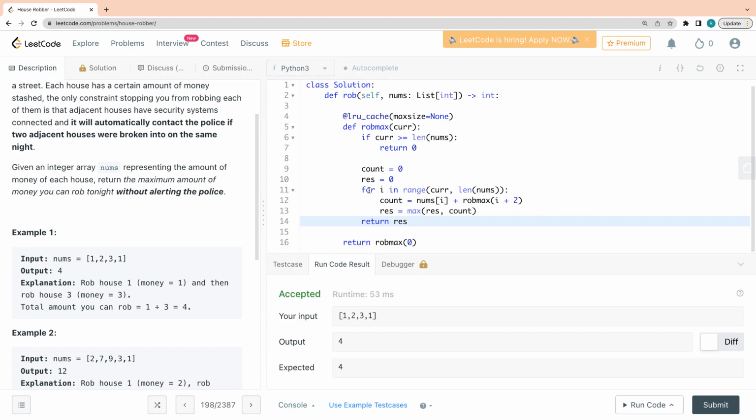For every step, how many choices do I have? If I am at 0, how many choices do I have? If you are able to figure out that part, if you are robbing one house, what are the other possibilities you have? You can only rob from i plus 2 recursively. And for every result that comes, check whether it is the maximum one or not. This is what we have to write in this particular problem. Let's quickly submit it.